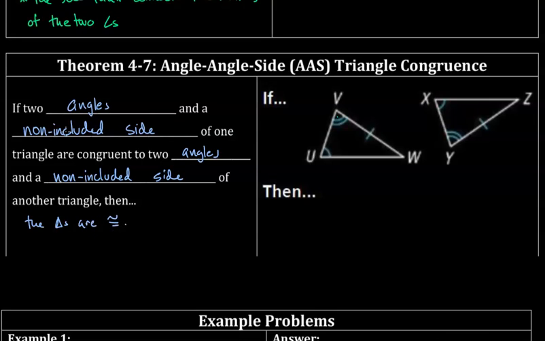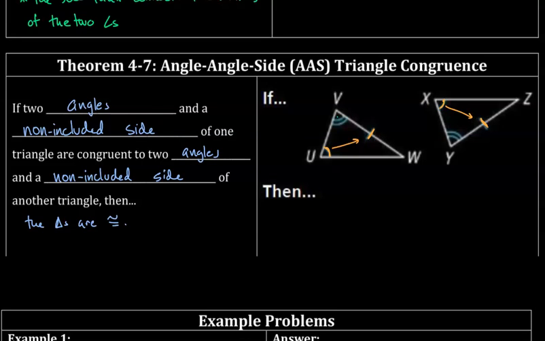Okay, so non-included this time, so it won't be the side that connects the vertices of the angles or the side that's between the angles. It's one of the other ones. And typically what we're looking for is the same side on each triangle. You'll notice that the side that's marked here is across from the angle that has one arc on it. And then the same thing is happening over here. The side that's marked is across from the angle that has one arc on it. So the corresponding side of each triangle is congruent. And that's called AAS, right?